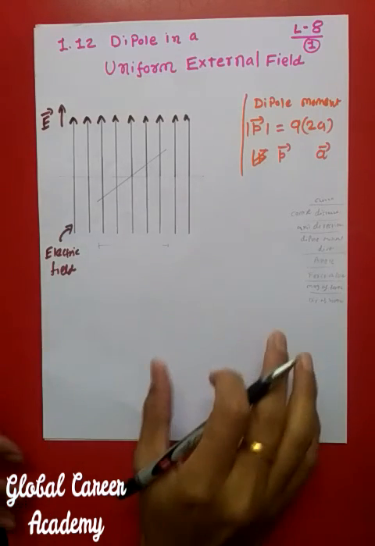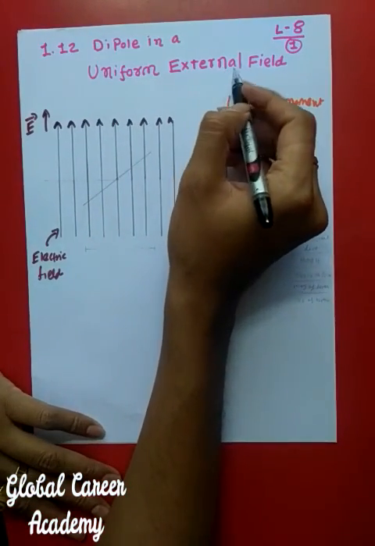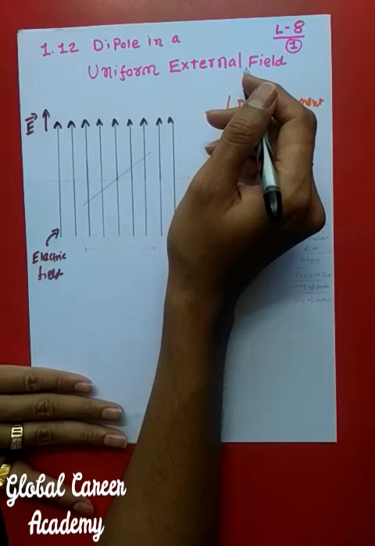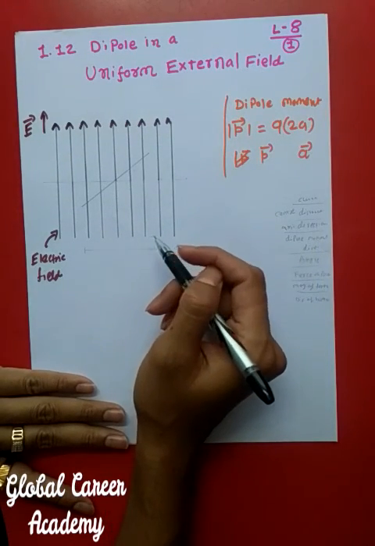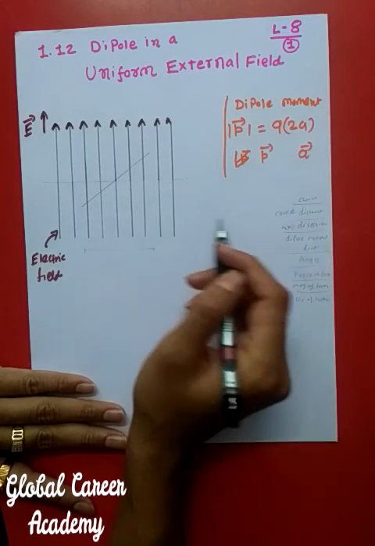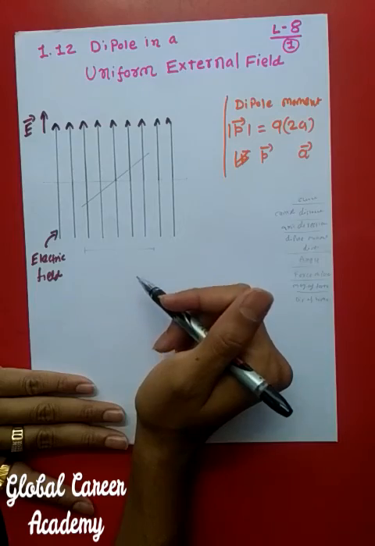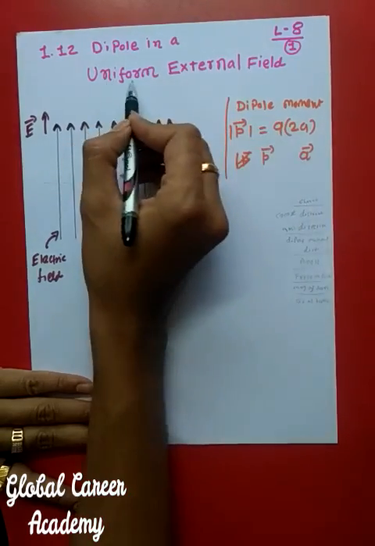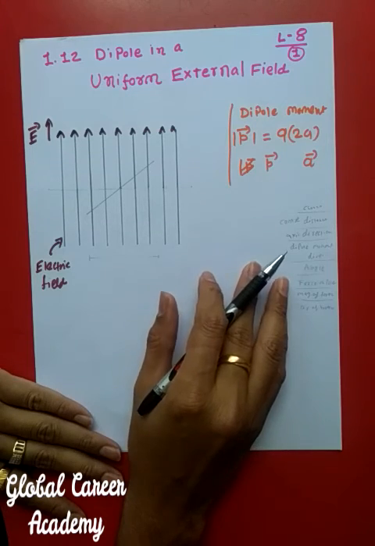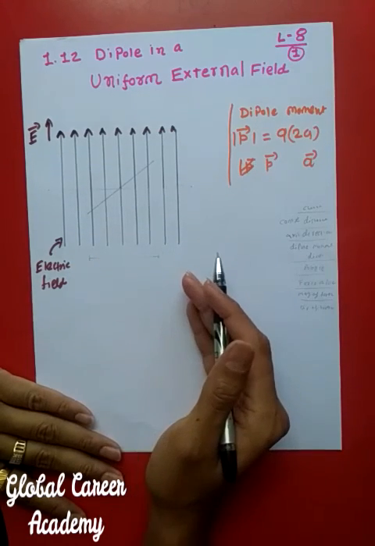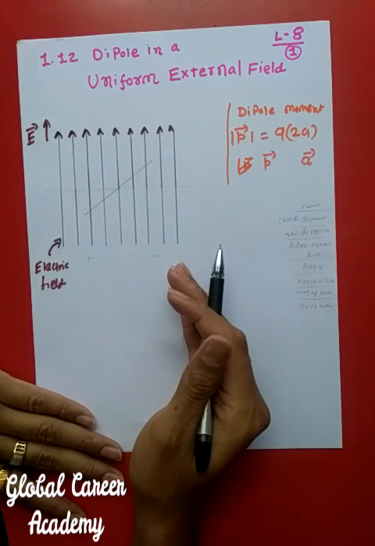So if we see this external field, that means the field which is provided from outside. It is not the field due to the dipole. The dipole's field is different, but this field has been provided by some external agency, right? Another word is uniform, that means the field is not changing. If the position is changing, the field is uniform everywhere, right?